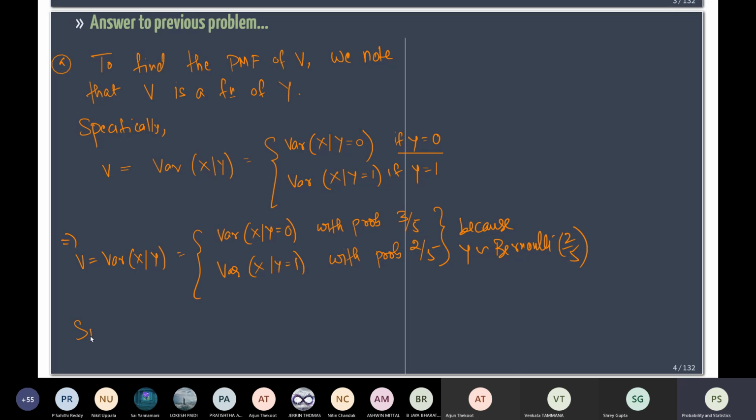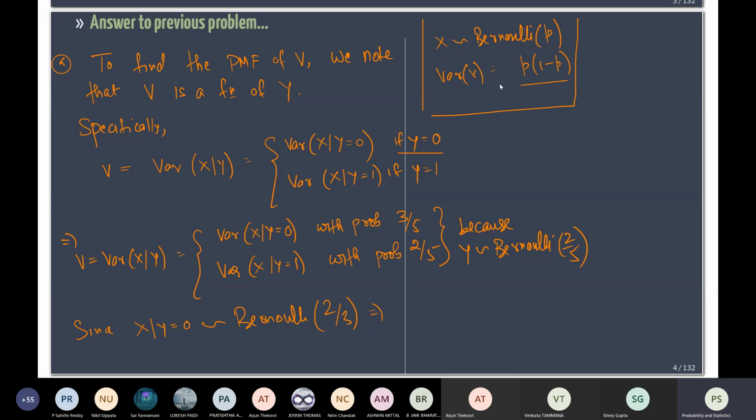Now since X given Y equal to 0 follows Bernoulli 2/3, we are talking about the variance of a Bernoulli. So if X is Bernoulli with p, then the variance of X is how much? It is p(1 minus p), right? We can verify this.